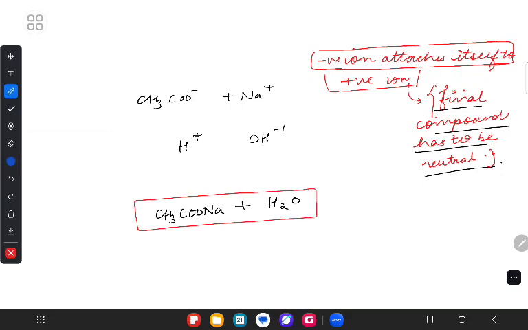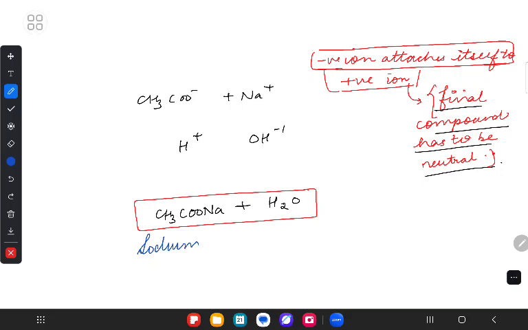Understood my point or not? Yes or no? So that's the idea that we have. We're going to have CH3COONa plus H2O. Got it? So this is called sodium acetate.